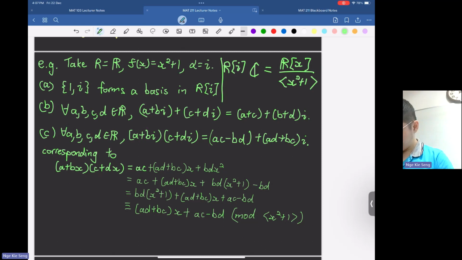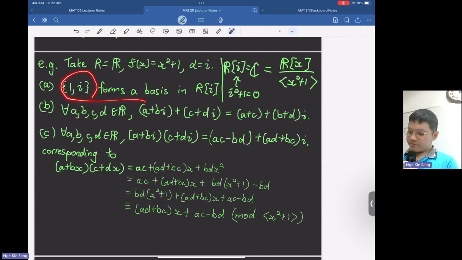R adjoin i. Okay, so whenever we write this, R adjoin i, you cannot think of it as just an indeterminate or variable anymore. You need to remember this i is a special i that satisfies i squared plus 1 equals 0, or i squared equals minus 1. Okay. So in this case here, do you have i squared inside this complex number or not? Don't have, right? Because i squared will immediately convert to minus 1.